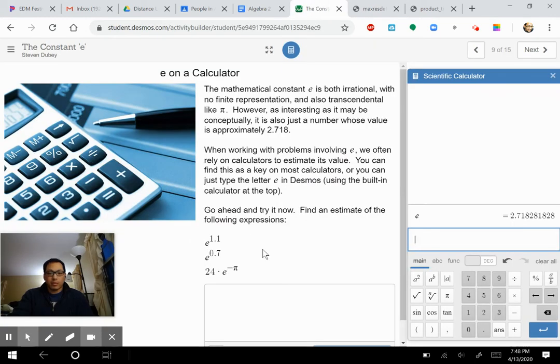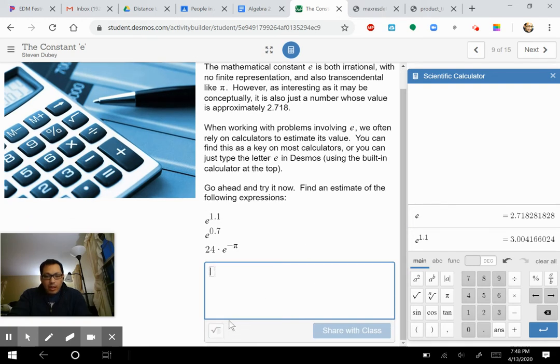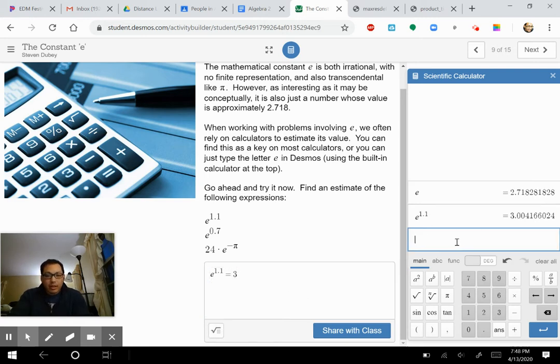Okay, so let me type this in here. e to the 1.1 is about 3. So let me copy and paste that in here. Well, e to the 0.7. e to the 0.7 looks like it's close to 2.